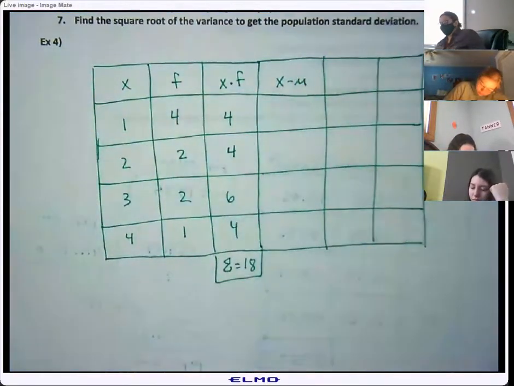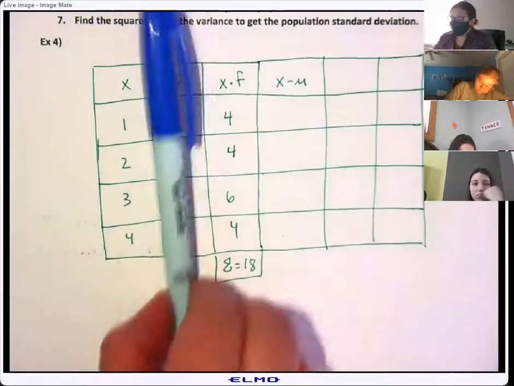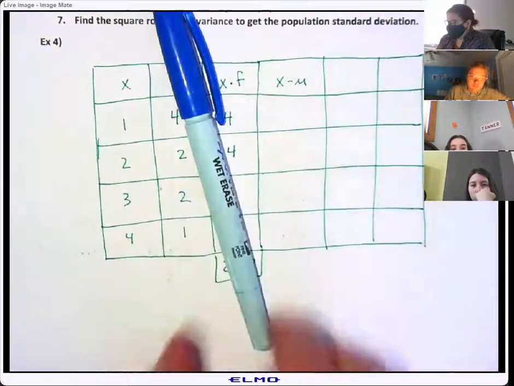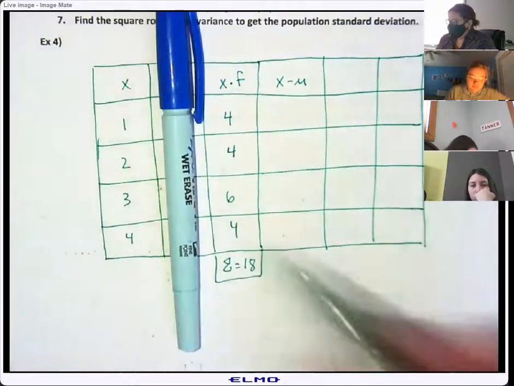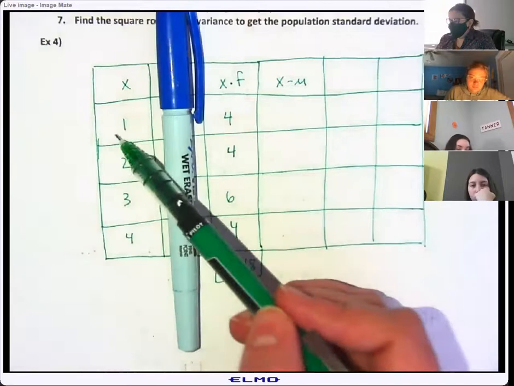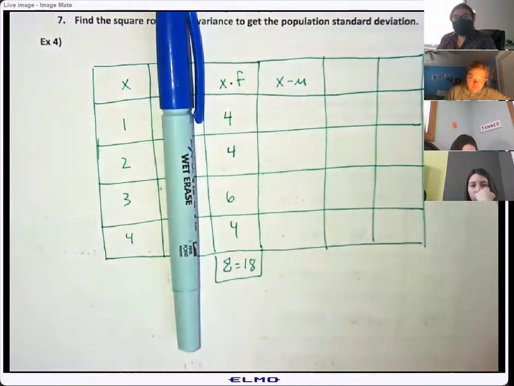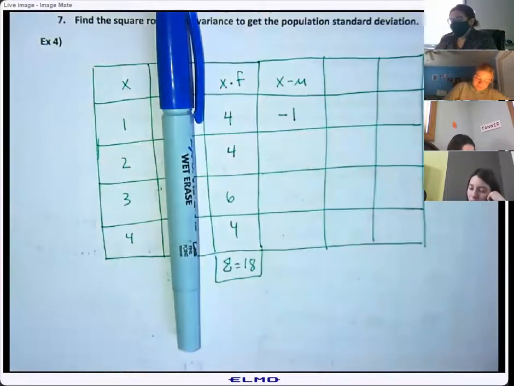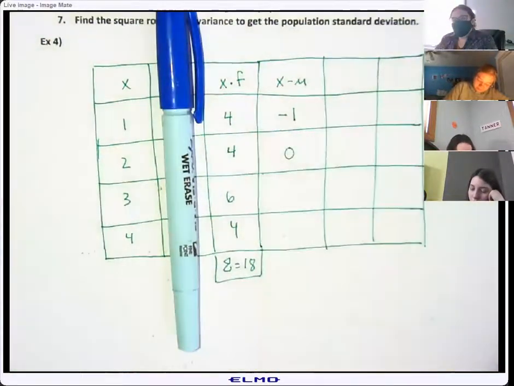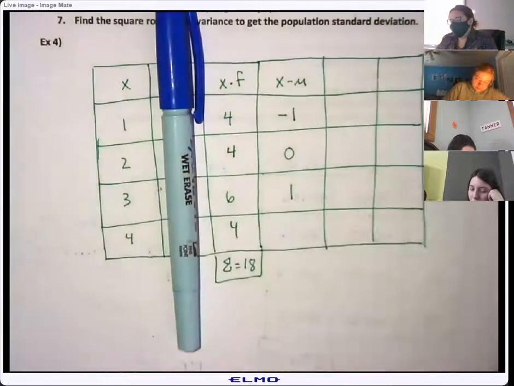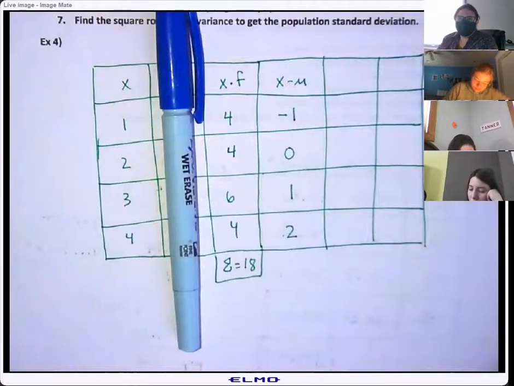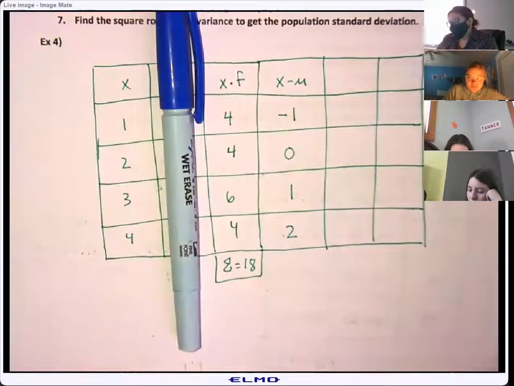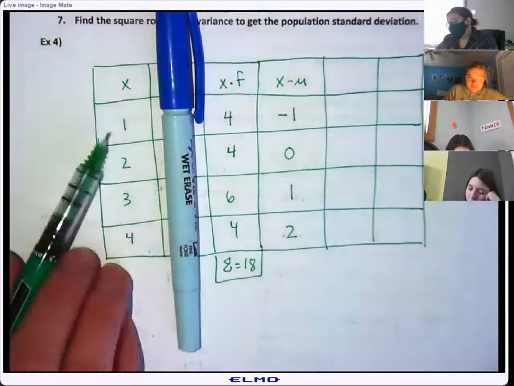So this is hard because everybody always wants to use the frequency. Don't use the frequency. Don't use any of that stuff. Let's cover it up completely. So I'm going to do this one right here. One minus two. So these people are one below the average. These people are right on the average. These people are one above the average. And these people are two above the average. So X is the data point. So one minus two.